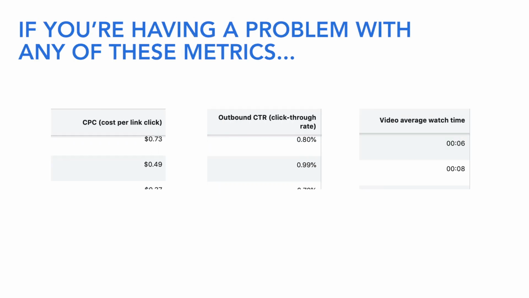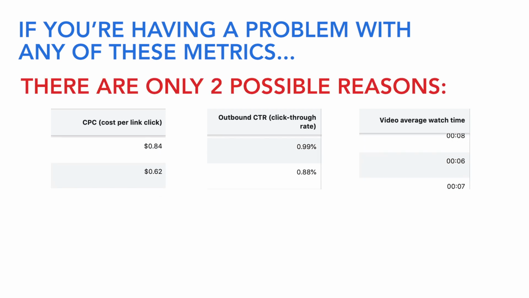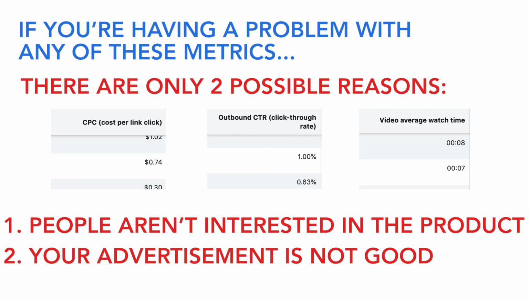Ultimately, if your cost per click, click turnover rate, and video average watch time are bad, there are only 2 possible reasons. People aren't interested in your product or your advertisement is weak. How do I know for sure that only 2 things impact these metrics? You can think about it like this.